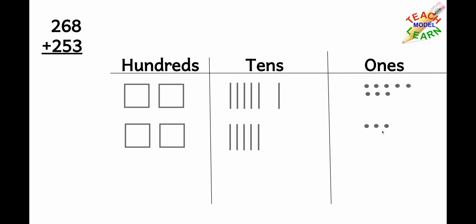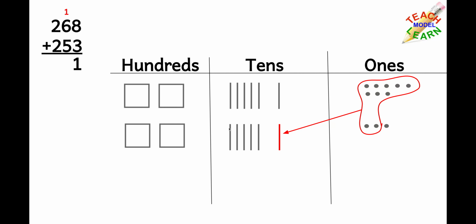8 ones plus 3 ones makes 11 ones. And I know that once I get to 10 ones, I can group them together to make a brand new 10. So that will make one leftover 1 plus the 10 ones that I made a new 10 with. In my equation, 8 plus 3 is 11, which is made up of 1 ten and 1 one.